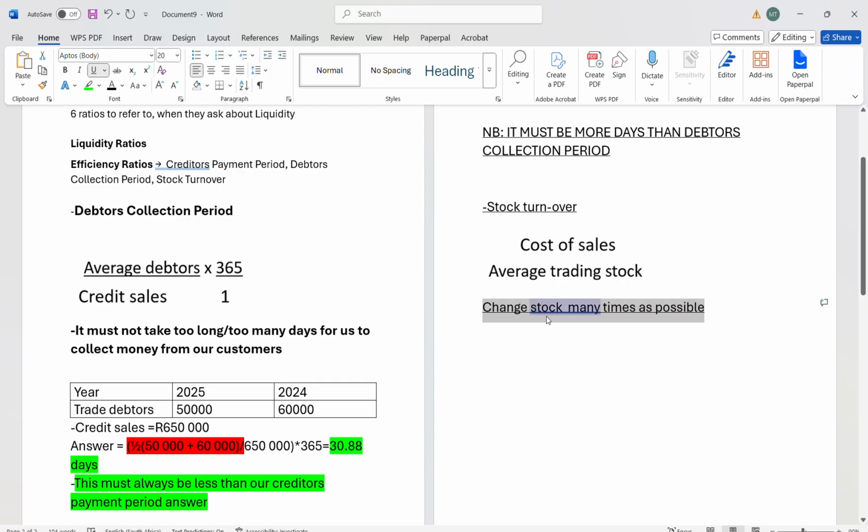And always make sure you compare it with last year's figure. Maybe compare the 2024 stock turnover with the 2025 stock turnover. If there's an improvement, it means it's a good thing. If there's no improvement, it's a bad thing, because you are not changing stock more than last year. So in accounting, we're looking for improvements. We want to see if we improved or not. So compare the stock turnover indicator with its last year's figure, so you can check the trend. Is it an improving trend or a declining trend? Thank you.